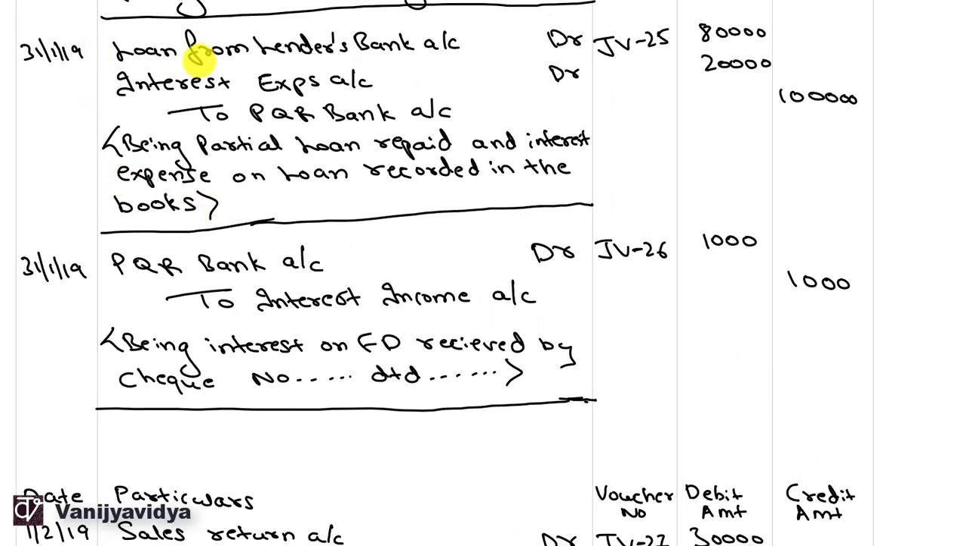31st Jan 2019 loan from lenders bank account debit 80,000, interest expense account debit 20,000 to PQR bank account 1 lakh JV25. So there will be three impacts of this journal entry. One will be on the debit side of loan from lenders bank account, one more will be on the debit side of interest expense account, and on the PQR bank account credit side we have to write by loan from lenders bank account 80,000, by interest expense account 20,000. Let's post this journal entry.